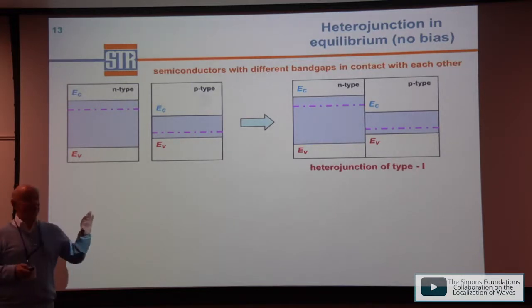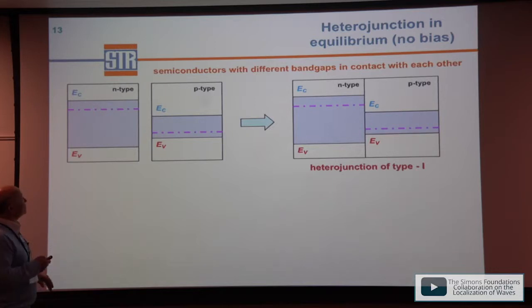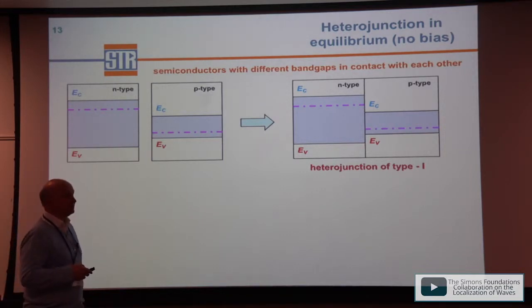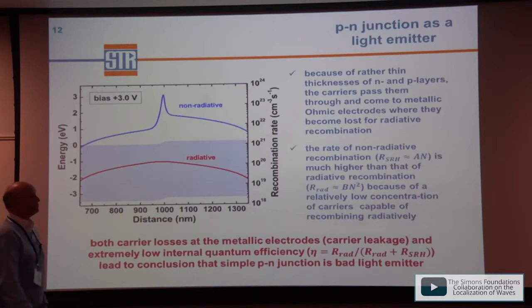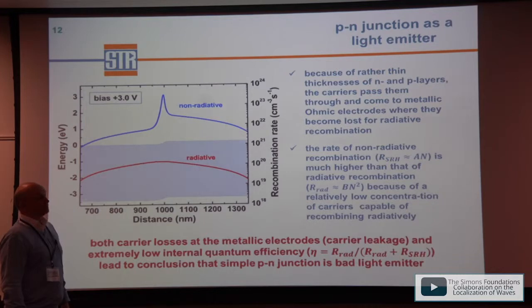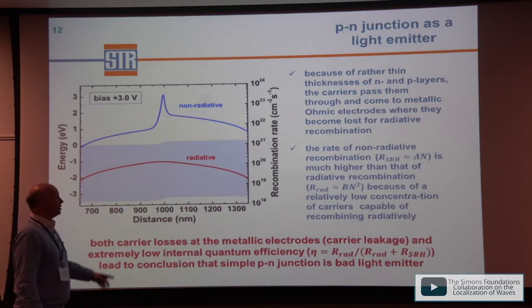Let's now consider what happens if we contact two different materials, P and N type, with different energy gaps. I'm sorry, the previous slide was misleading. Okay, show it again. You seem to imply that there's a lot of non-radiative recombination in the p-n junction. Actually, this current is very small compared to the total current which goes through.